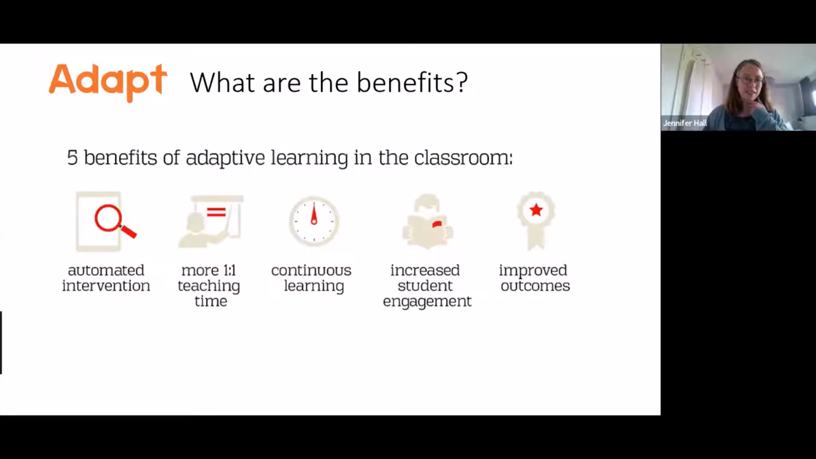So let's look at the benefits expressed in some other ways. Five benefits of adaptive learning in the classroom: the opportunity for automated intervention, more one-to-one teaching time, a continuous learning journey, increased student engagement and improved outcomes. If we can express that in another way, this is bringing you more time, you're saving time in planning, marking, and therefore you're creating more time for teaching opportunities, and particularly for those one-to-one interventions.